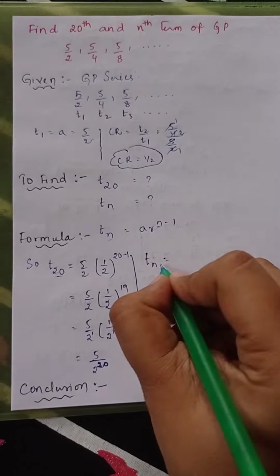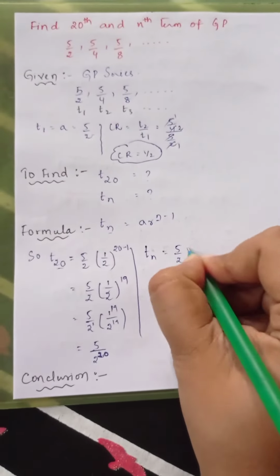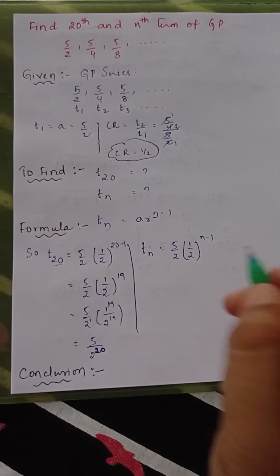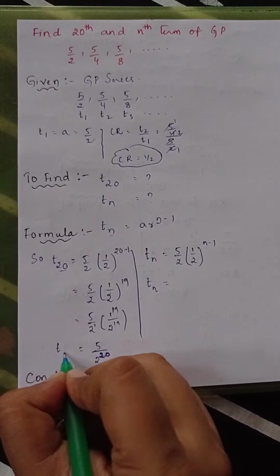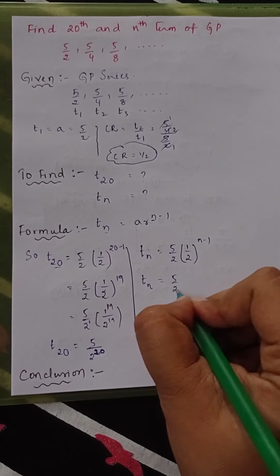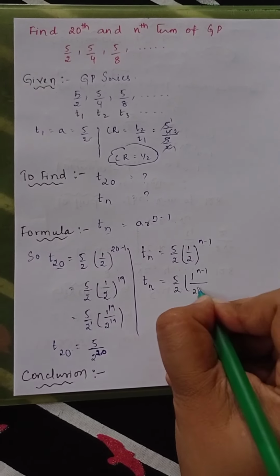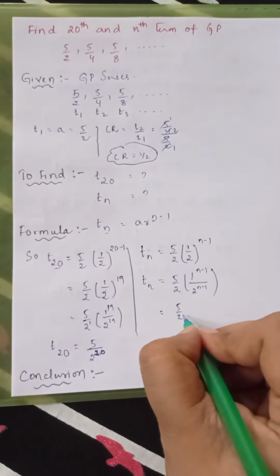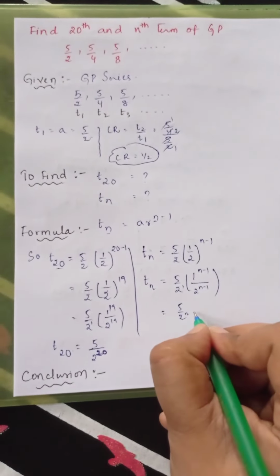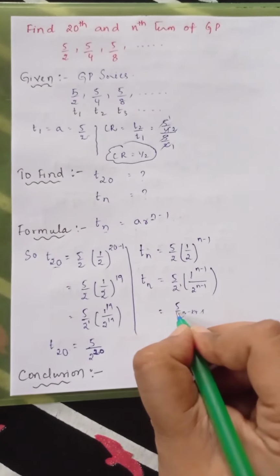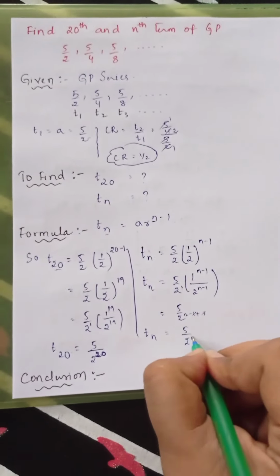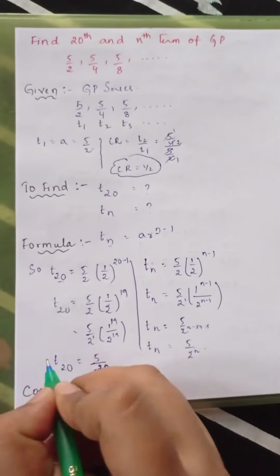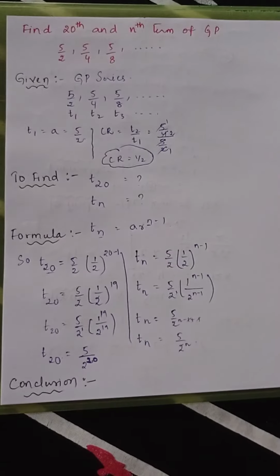Now Tn. A is 5 by 2, r is 1 by 2, whole power n minus 1. So taking the exponent for both numerator and denominator, we'll get 5 by 2 into 1 power n minus 1, 2 power n minus 1. So we'll get 1. 1 power anything is 1, right? So for the denominator we'll get n minus 1 plus 1. That is 2 power n minus 1 plus 1, it got cancelled. That's it.